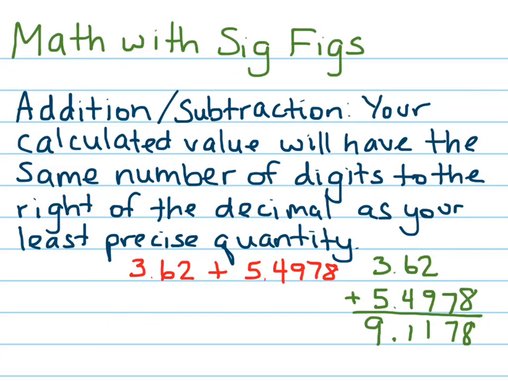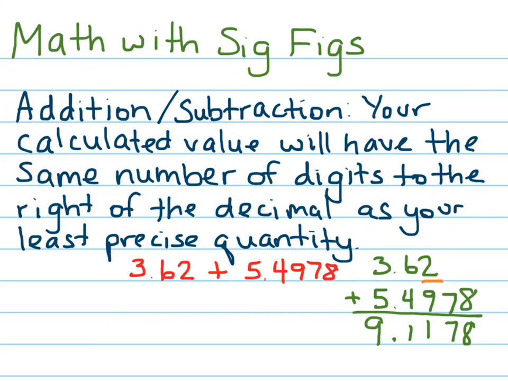Now, we said that the value that we calculate will have the same number of digits to the right of the decimal as our least precise quantity. So look at our two numbers that we added together. We have 3.62 and 5.4978. See how I've underlined the 2 in 3.62? The fewest number of digits to the right of the decimal. 3.62 goes to the hundredths place, and 5.4978 goes beyond that.